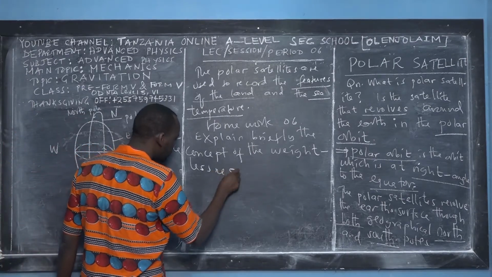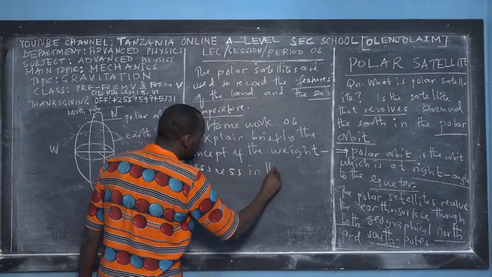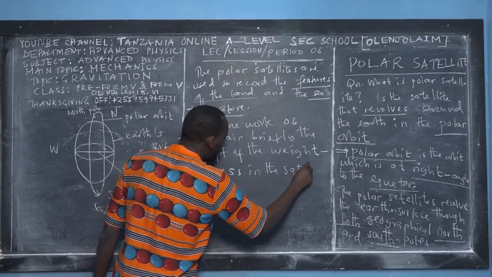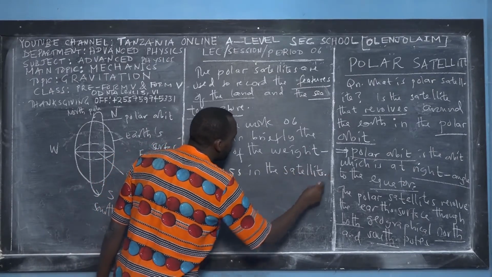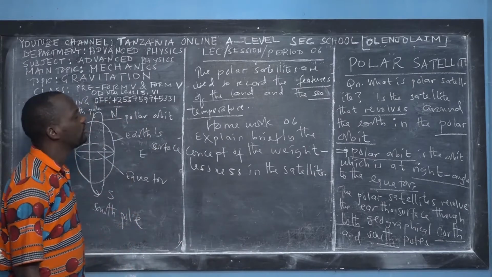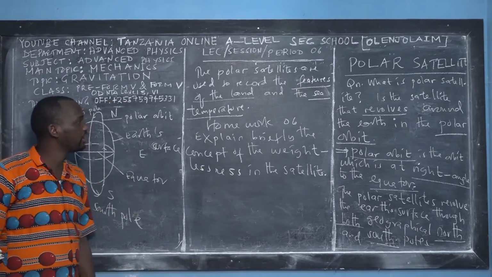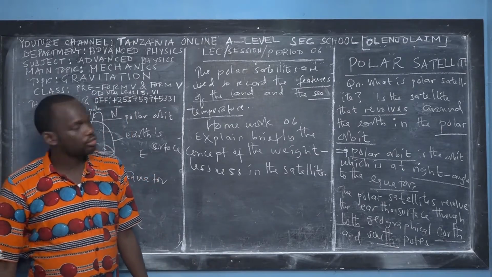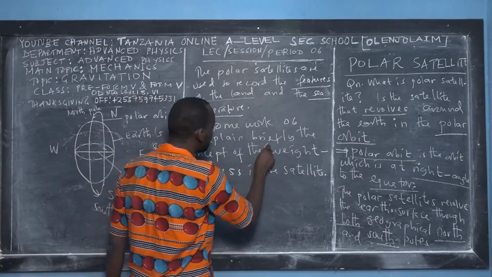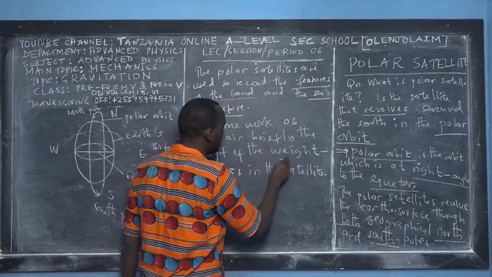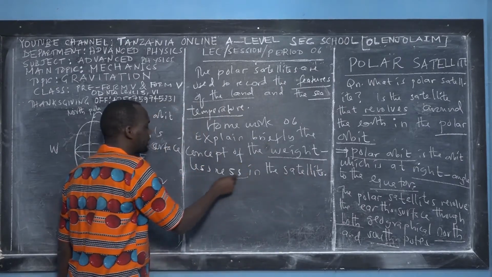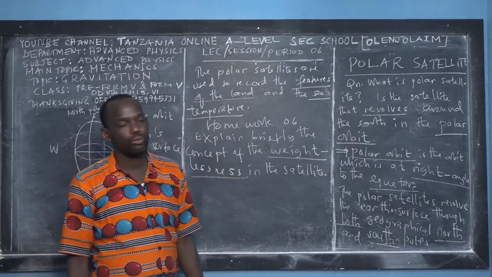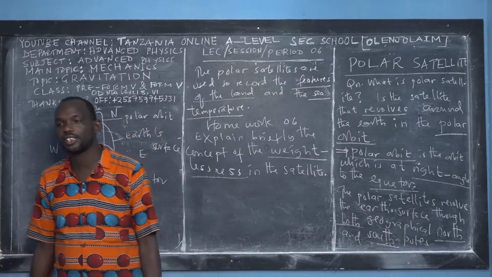Weightlessness in the satellite. So this is the homework. Make sure you do it before you join me in period 7 or lecture 7 of gravitational mechanics. Explain the concept of weightlessness. So this is the keyword, weightlessness in the satellite. What does it mean? What is meant by weightlessness in the satellite?